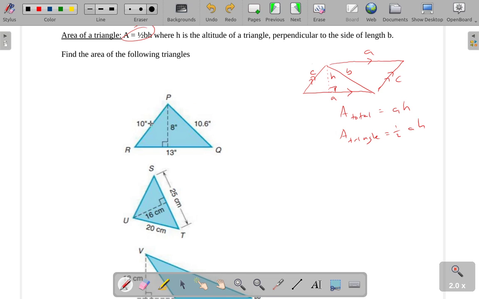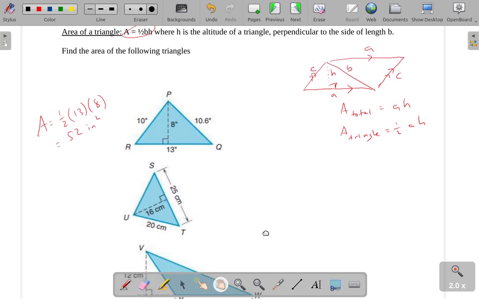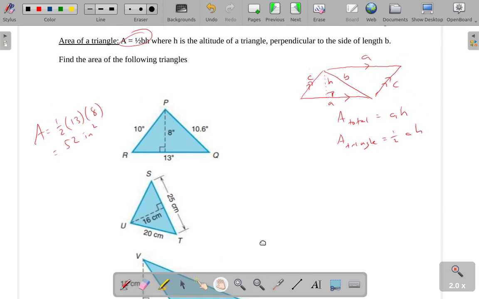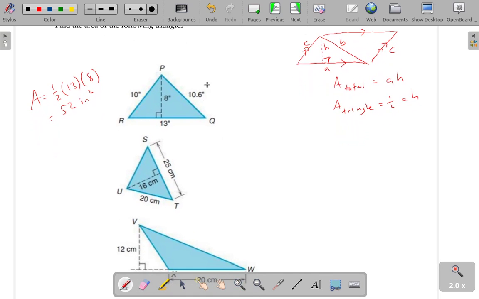For this triangle, we're given some additional measurements. We're given the 10 inches and 10.6 inches, but I don't really care about those, because all I care about is the base and the height. I know that this 13 is the base because it is perpendicular to the height. So 1/2 the base times height, 1/2 times 13 times 8, gives me 52 square inches. I could go about finding the perimeter as well, but this is just asking me to find the area. Of course, the perimeter is just the sum of the three sides.